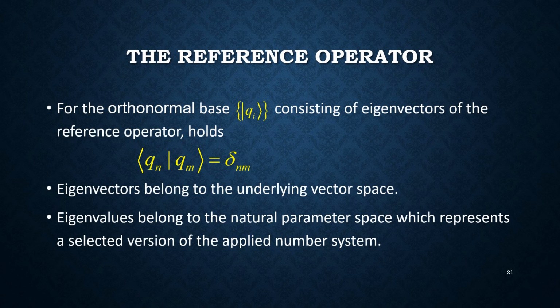For the orthonormal base, consisting of eigenvectors of the reference operator, holds. Eigenvectors belong to the underlying vector space. Eigenvalues belong to the natural parameter space, which represents a selected version of the applied number system.